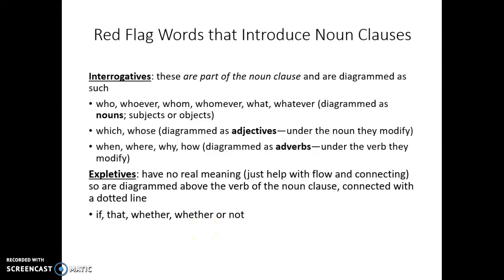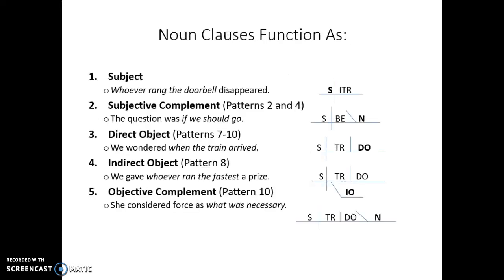Expletives are little words or phrases. The whether or not does not tend to be a little word, but they don't have any real meaning. They don't carry grammatical weight. They're just connective tissue. They need to be there for the flow of the sentence. But since they don't carry grammatical meaning, they're not diagrammed as part of the main diagram. They're on the little dotted line, the ledge on the dotted line above the verb of the noun clause. And we'll see examples of all of these.